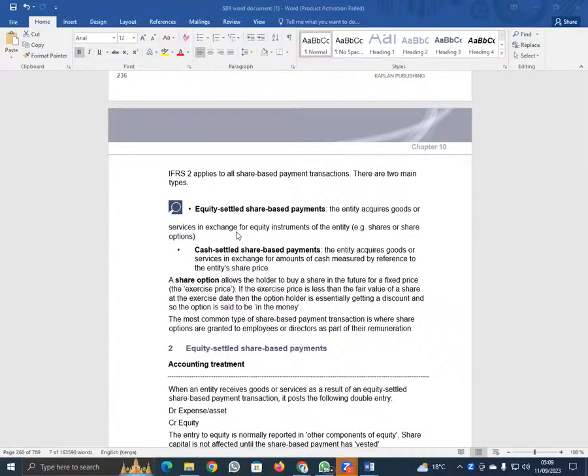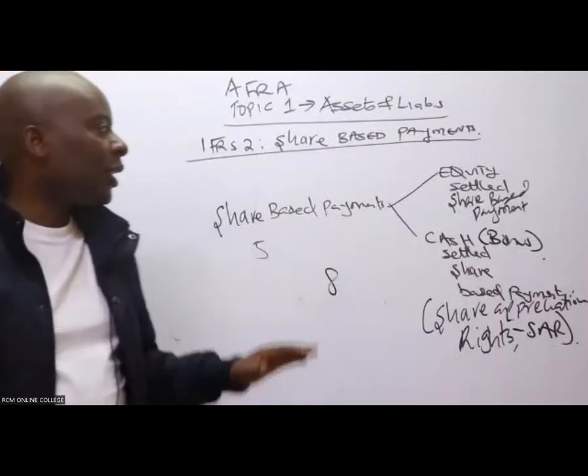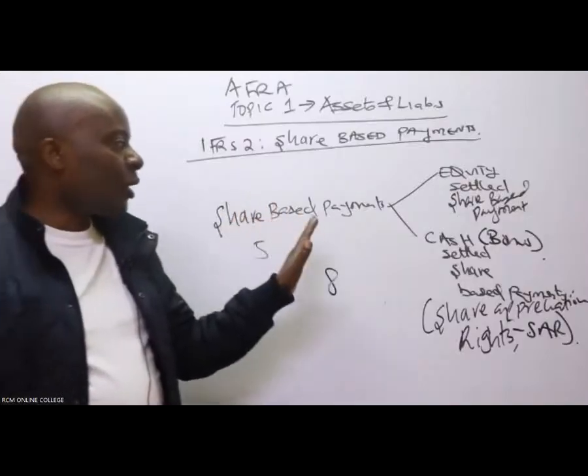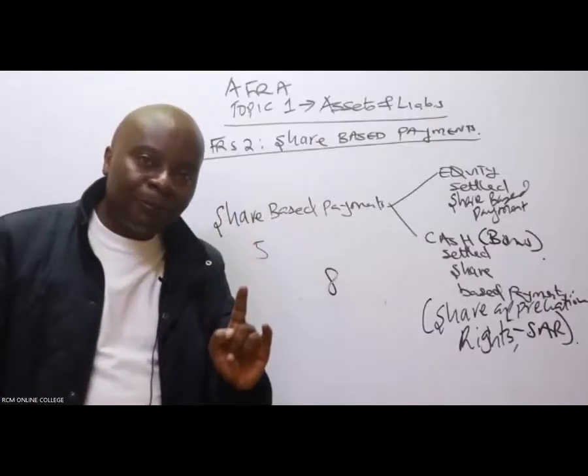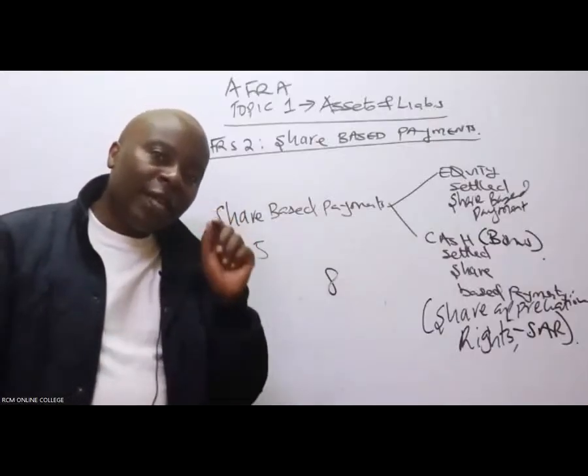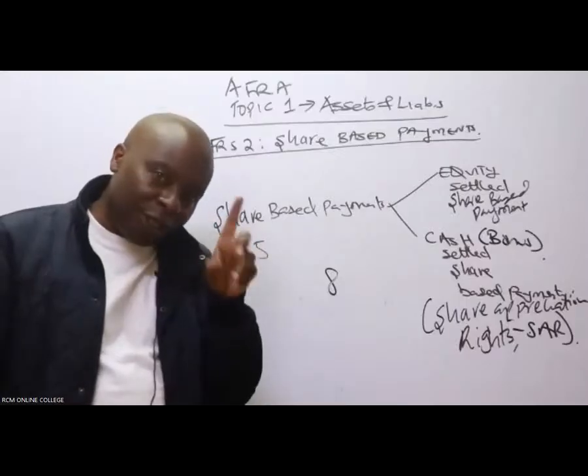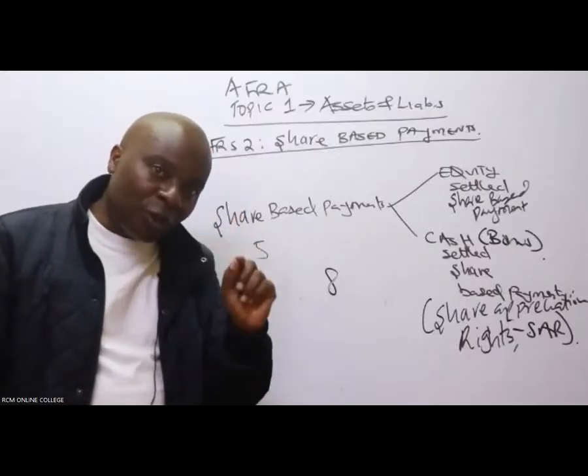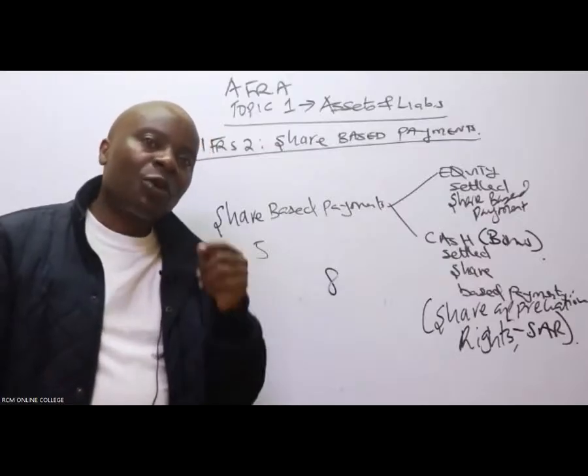We are going to pay them, ladies and gentlemen, using shares or share options. That's what we call equity settled. And then we have a cash settled share-based payment. The entity acquires goods or services in exchange for amounts of cash measured by reference to the entity's share price. I would want, ladies and gentlemen, to repeat this once and for all. We are saying something very important under IFRS 2 share-based payments. We have got two types of share-based payments. We have those share-based payments which at the end of the day will be settled using equity. Equity, we are looking at you giving those guys ordinary shares or even what we call share options.